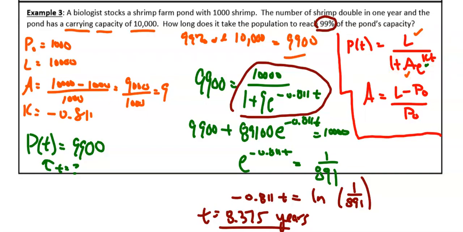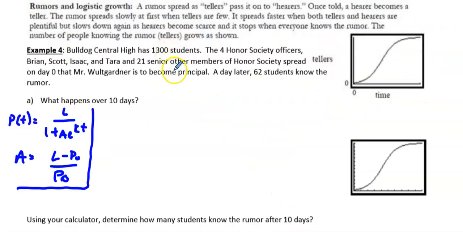We're going to do one more example. One of the classic examples of logistic growth that's not population is rumors, and how rumors can spread pretty quickly. You can see in the wording here that when very few people know the secret, they start telling people. And so we have tellers and hearers. Once you're told, you become a teller. And so the more people learn, the faster it grows.